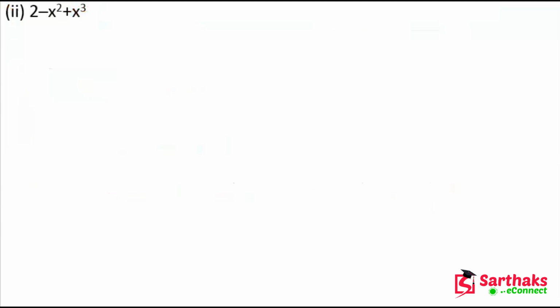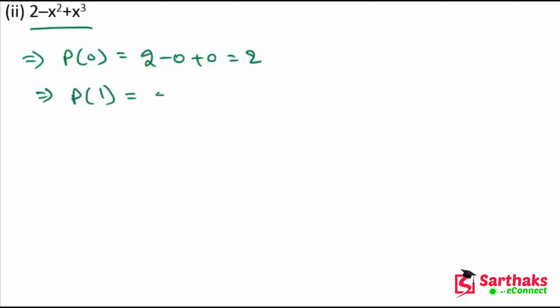So the next is, now we have to find for this polynomial. First of all we have to find p of 0, so this will become 2 minus 0 plus 0, which is equals to 2. Then p of 1, so we get 2 minus 1 square plus 1 cube, so this will become 2 minus 1 plus 1. This will be cancelled, so we get 2.